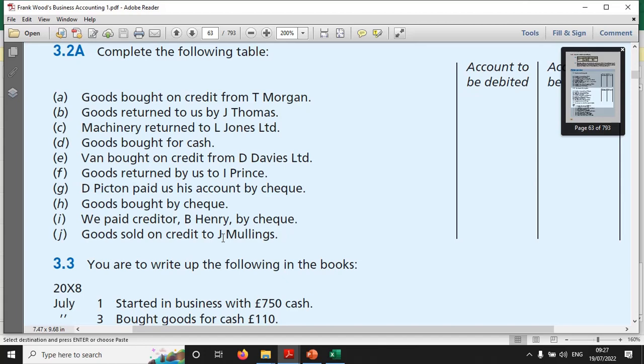We paid creditor B. Henry by what? Which accounts can you see? B. Henry and the bank. We debit B. Henry, credit the bank. That's as simple as that. Debit the receiver. Who is receiving the money? B. Henry, isn't it? And then, which account is giving the money? Bank.